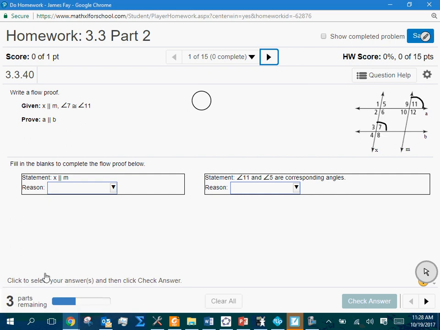So why is x parallel to m? That's given information, so we write that down. That's given. Now it says angle 11 and angle 5 are corresponding angles. Why are 11 and 5 corresponding angles? Definition of corresponding angles. Right.